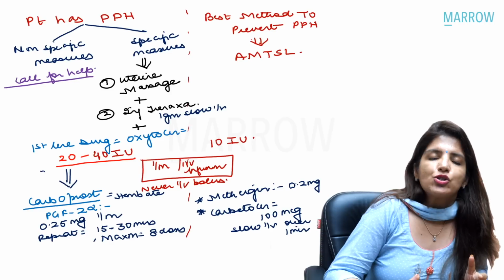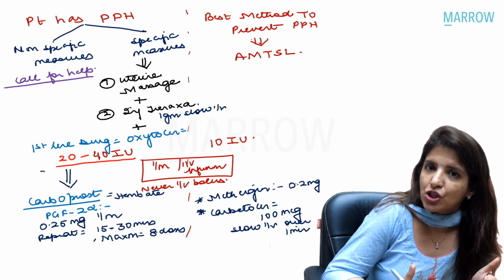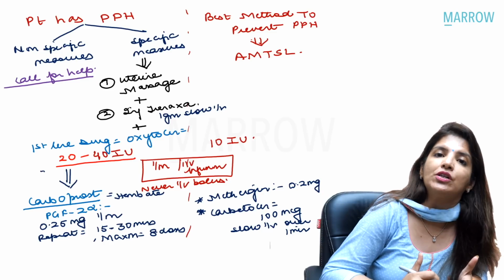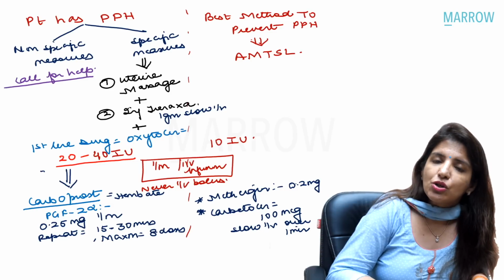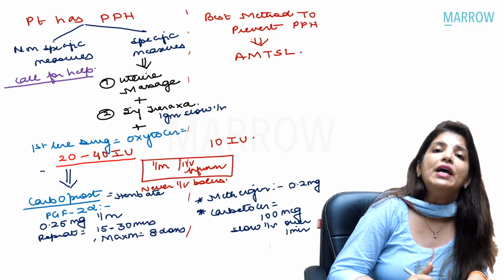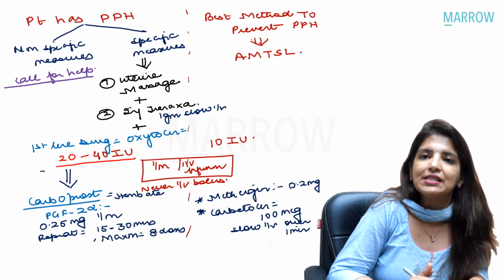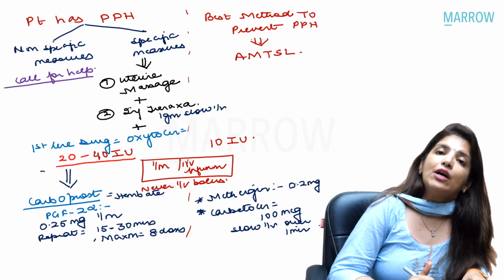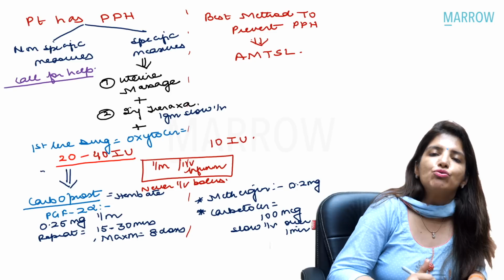But suppose if they ask you what is the dose of oxytocin which is used in active management of third stage of labor, active management of third stage of labor is the best method to prevent PPH. So they can ask you the same question as active management of third stage of labor, or they can ask you that for preventing PPH, what is the dose of oxytocin? Then in that case, it is 10 international units. Now, suppose bleeding is uncontrolled by oxytocin, then you have to go to the next drugs.